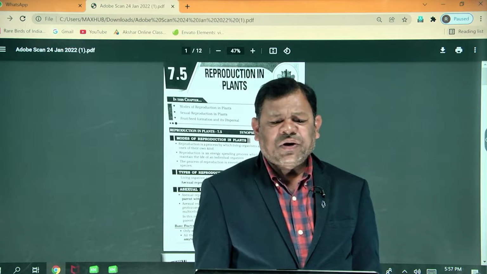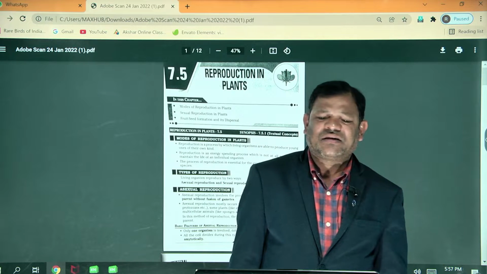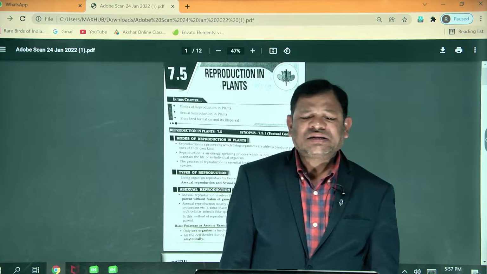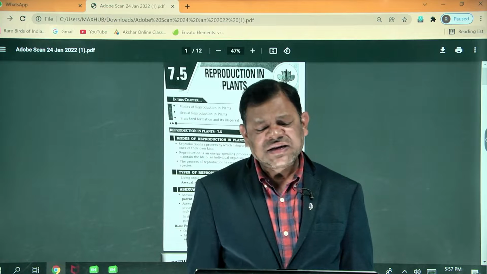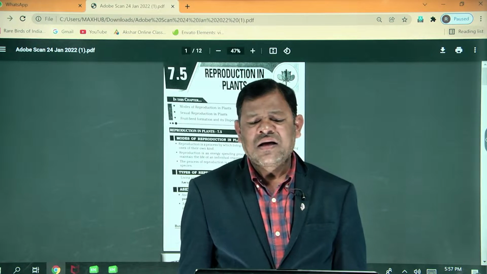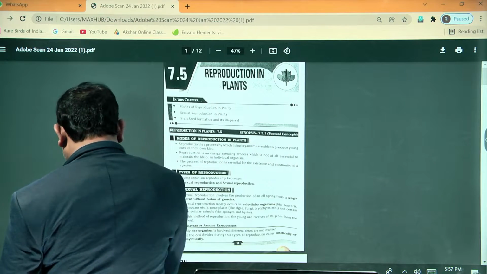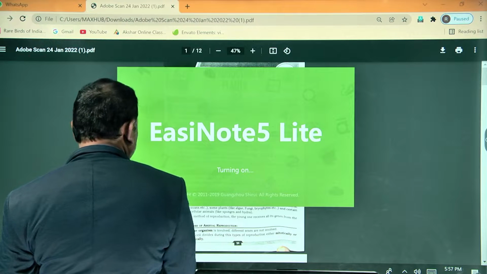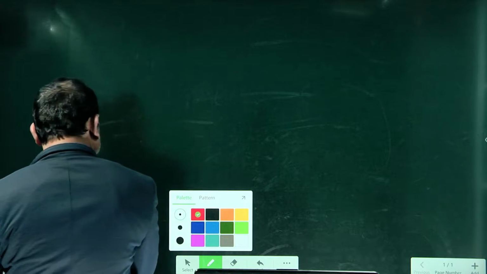Definition of reproduction: the ability of the organism to produce a new individual of the same species is called reproduction. Plants reproduce in two ways: one is asexual reproduction, the second is sexual reproduction. Last class we discussed asexual reproduction. Today we will discuss sexual reproduction in plants.